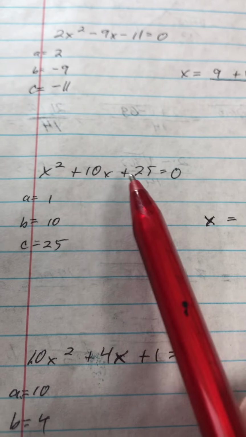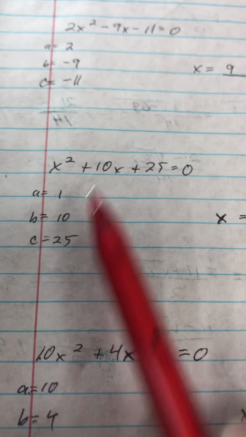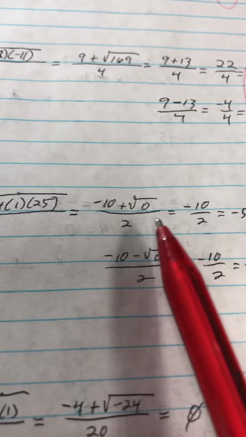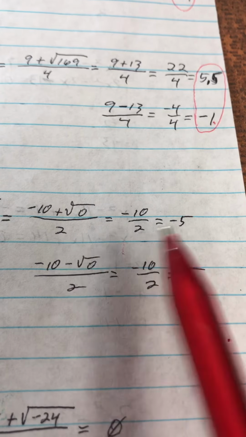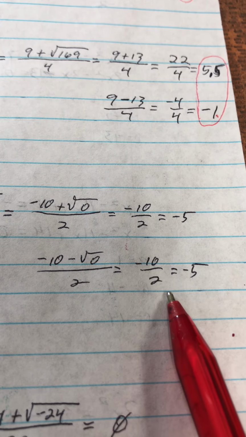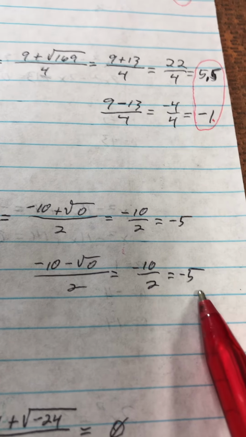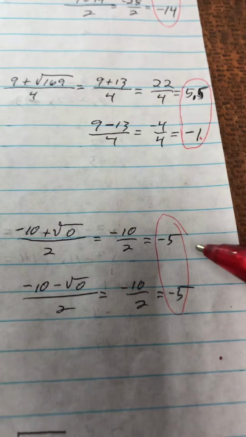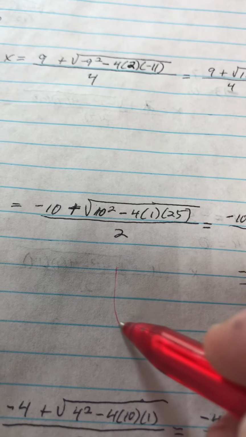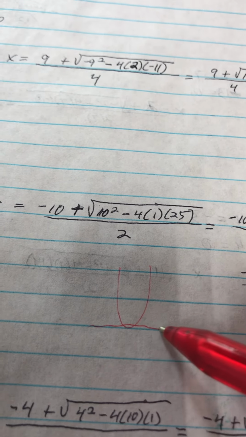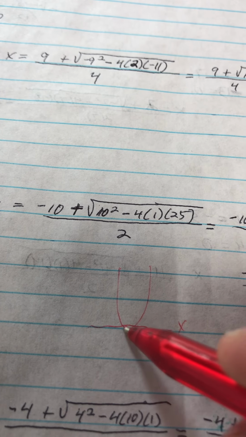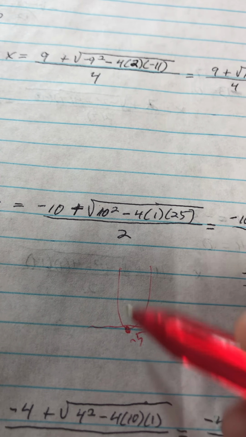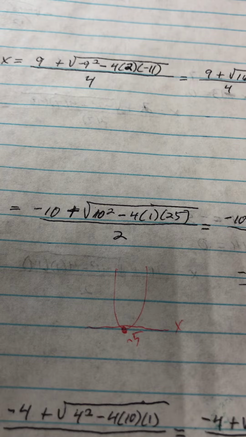This next one, I got my A, my B, and my C, all positive. Plug that in there, and I got negative 5, so it's just going to be negative 5. If you put it in Desmos, it would just come down and touch the x-axis, and that point would be at negative 5. We'll just have one point there.